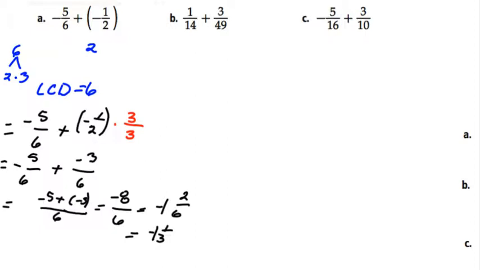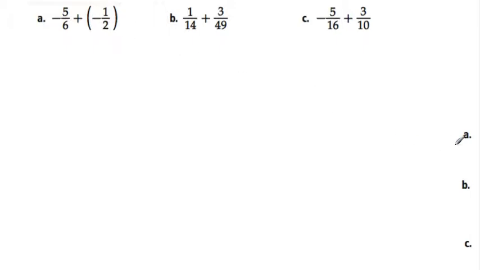Let's take a look at the next one. Letter B. I suppose I should show you my answers over here. I've put these answers in here so we could double check those. Negative 1 1/3. Letter B, if we want to go ahead and do that one together, we should get 1/14 and 3/49. 49ths. 14 is 2 times 7, right? So we have a factor of 2 and a factor of 7. 49 is 7 times 7.